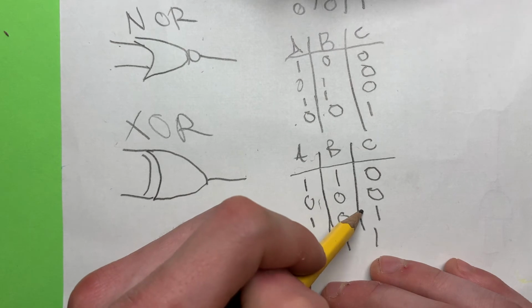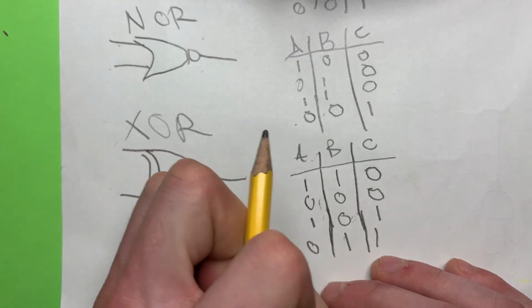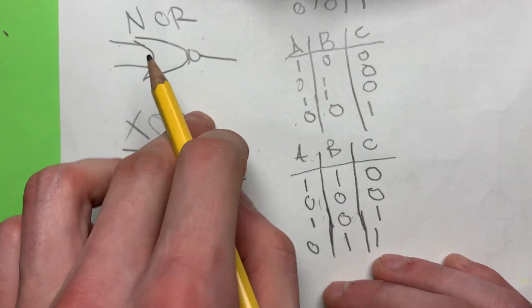So this is kind of a weird gate, and that's why it's called the exclusive OR gate. So that's actually all we need to know on logic gates for now.